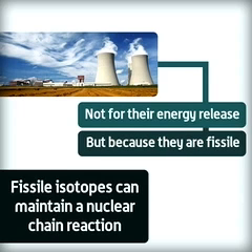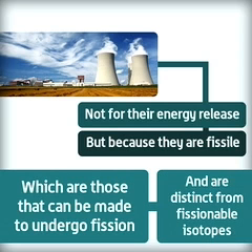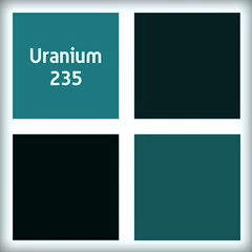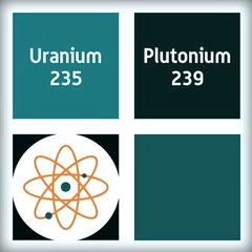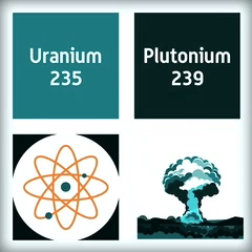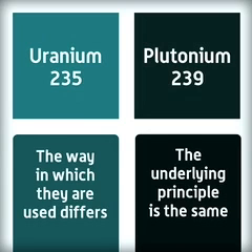Fissile isotopes can maintain a nuclear chain reaction and are distinct from fissionable isotopes, which are simply those that can be made to undergo fission. The two most important fissile isotopes are uranium-235 and plutonium-239. Both of these isotopes have been used in nuclear power stations and in nuclear weapons, and although the way in which they're used differs, the underlying principle is very much the same.